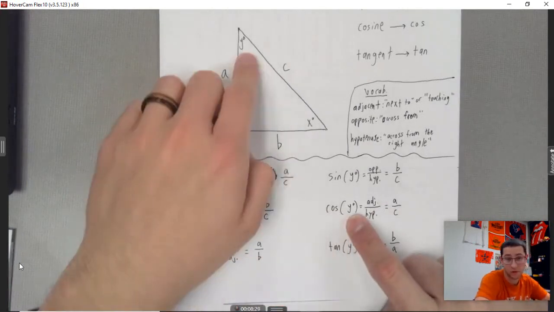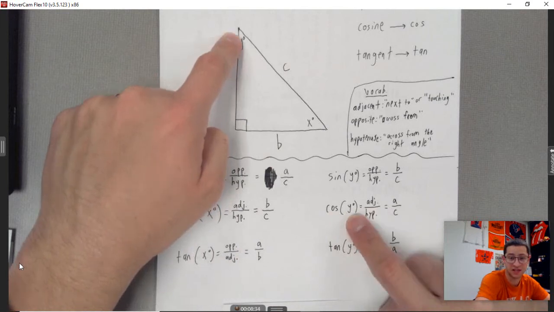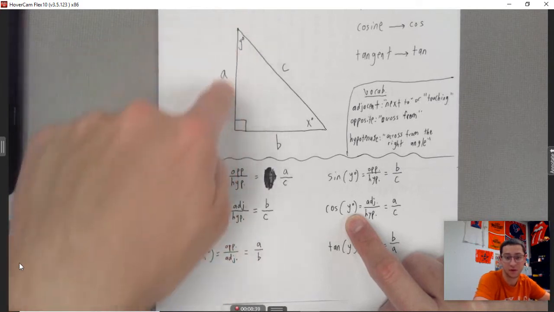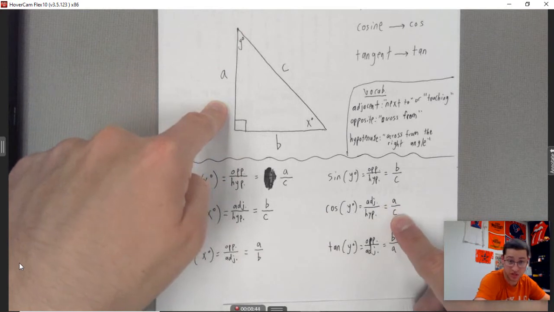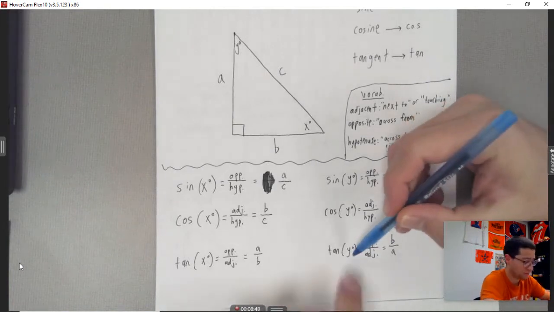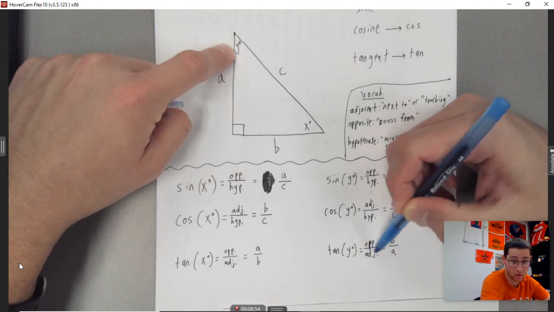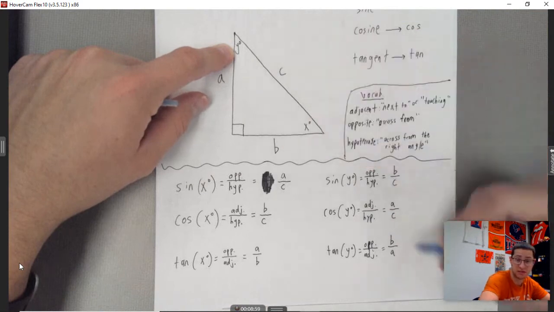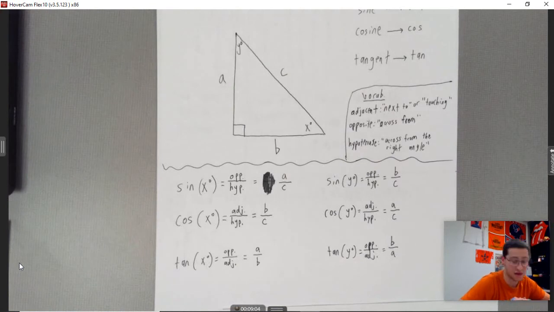Cosine of y. Again, I'm comparing it to this angle up here. It's the adjacent. Well, this time my adjacent is this one right here. My adjacent side is the one that's touching. So cosine of y, adjacent, is equal to a over c, because c is my hypotenuse. Tangent of y. So again, comparing to y, tangent is equal to the opposite over the adjacent side, and we've got the opposite is b, adjacent is a. So that's why we have that right there.